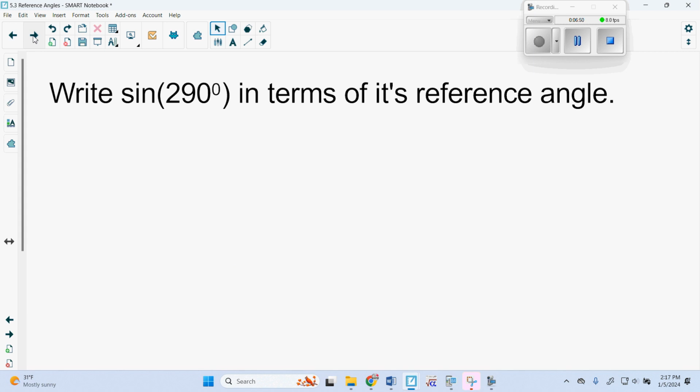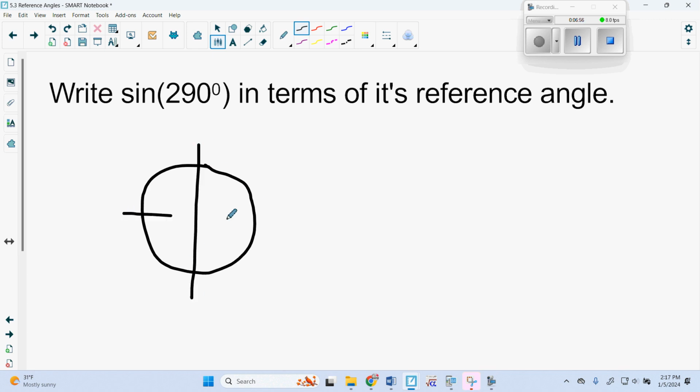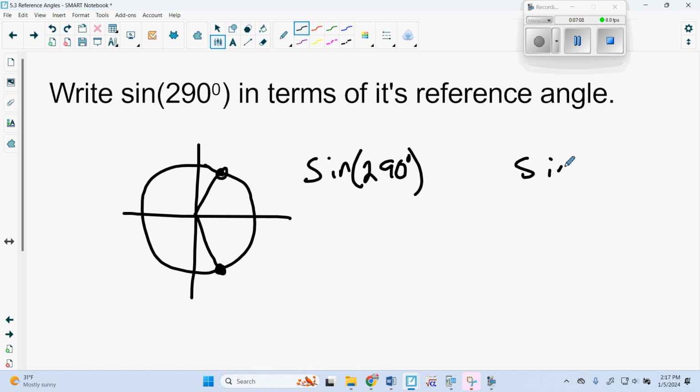But let's say we had sine. For the same angle, 290 is here, 70 is there. So I'm considering sine of 290 compared to sine of 70. But sine is the y-coordinate. The y-coordinate of 290 is down here. The sine of 70, the y-coordinate is up here, so those are opposite. Sine of 290 is negative, sine of 70 is positive.